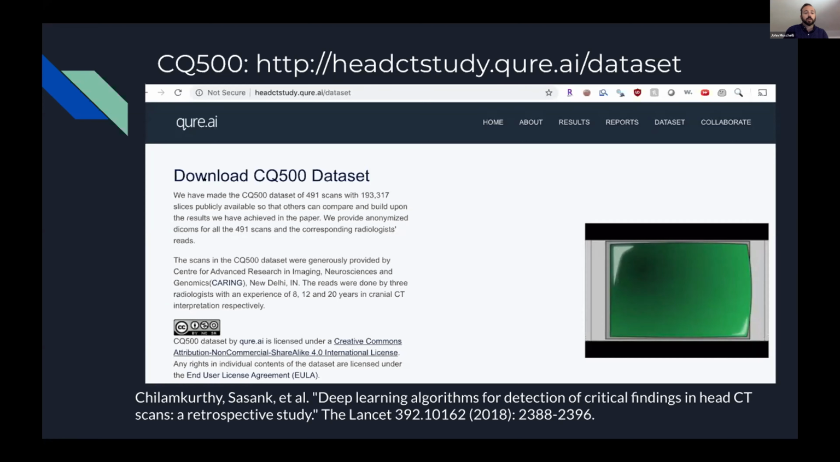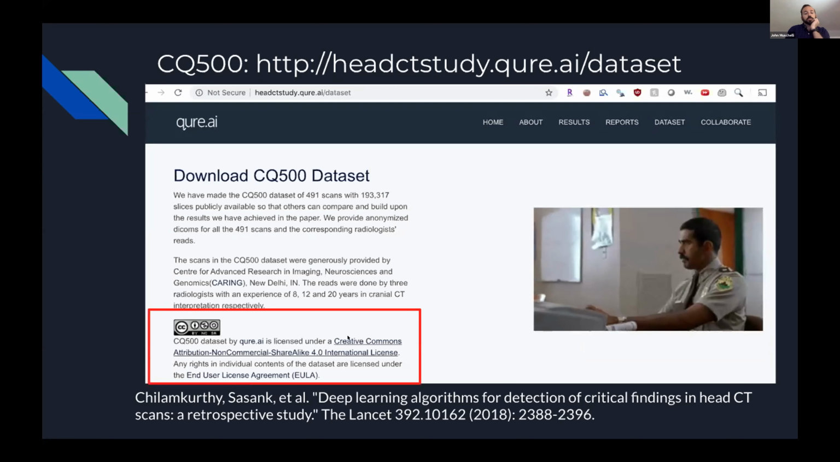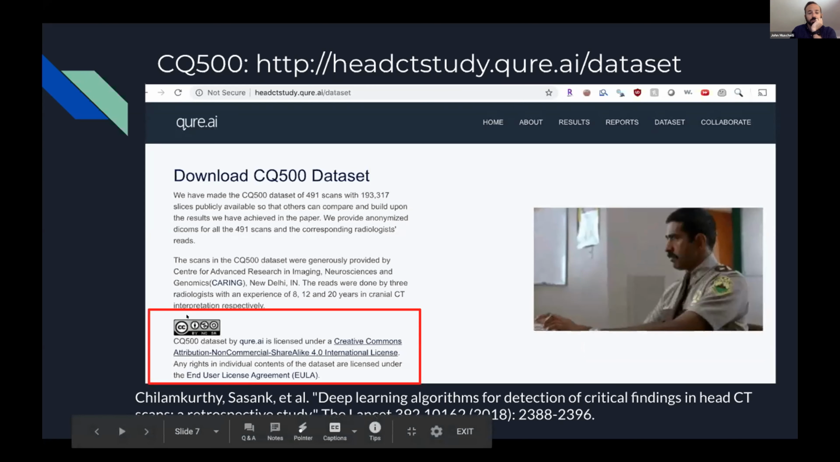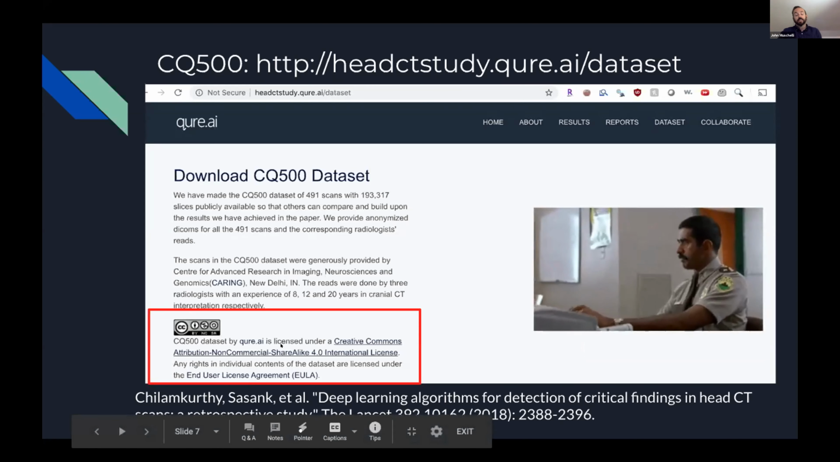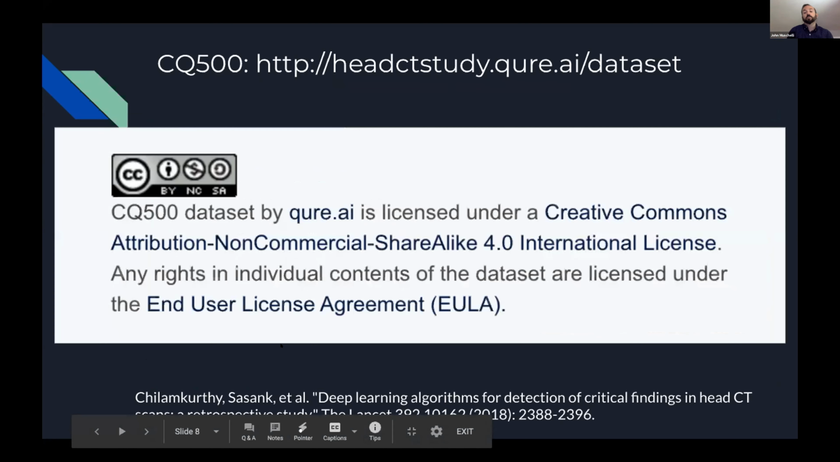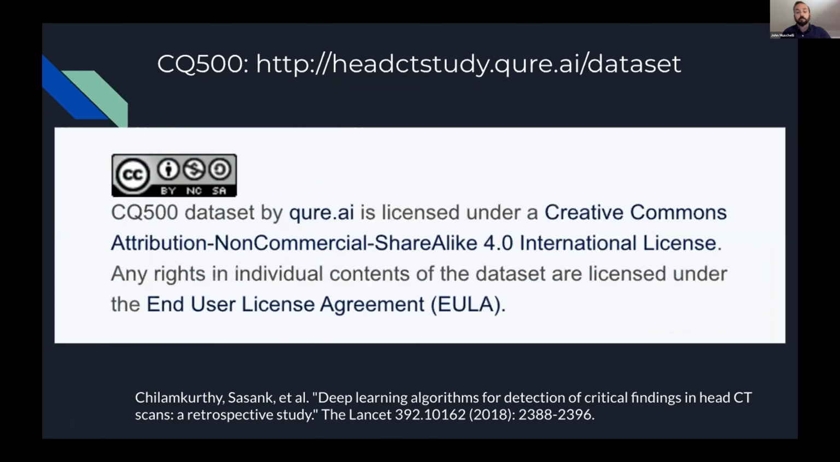If you go to this website, headstudy.cure.ai, there is a data set called the CQ500. One thing I'll note here is that if you look in this little corner, there's a box that tells how the data is licensed. I'm a huge proponent of open data if possible. This data set is licensed under a Creative Commons Attribution Non-Commercial Share-Alike international license. Why do I tell you that? Because a lot of times when we work with data, especially out in the wild, it is either not licensed, or we don't know the license, or it's licensed under something restrictive.